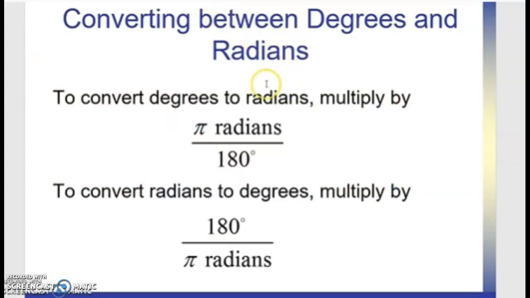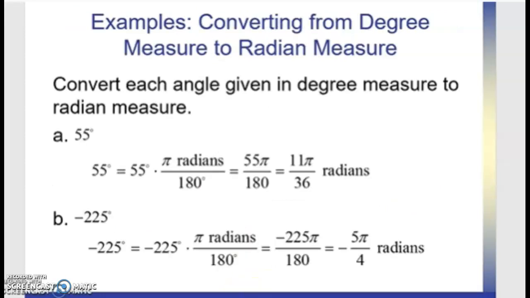Converting between degrees and radians. To convert degrees to radians, multiply by pi radians over 180 degrees. To go in the opposite direction, to convert radians to degrees, multiply by 180 degrees over pi radian.